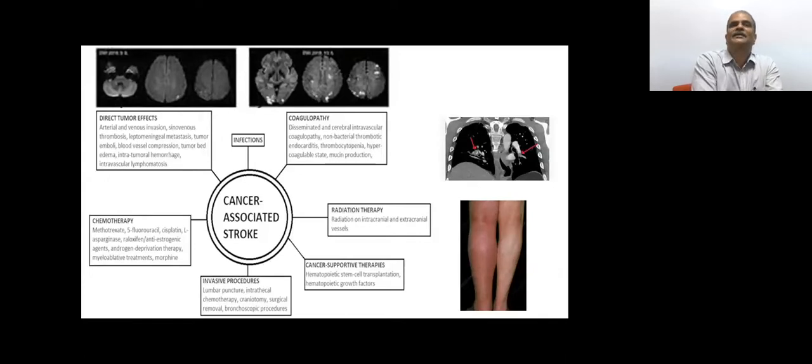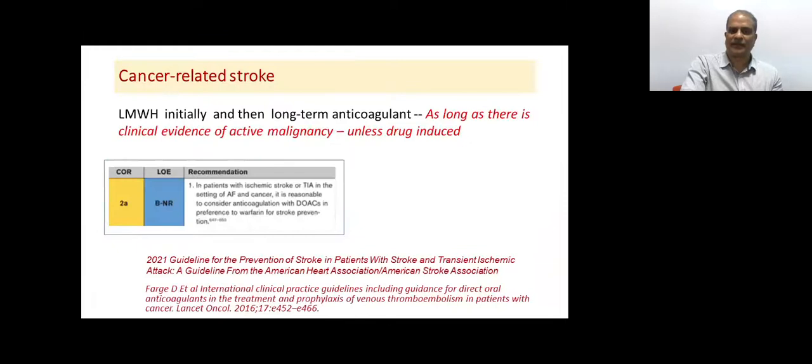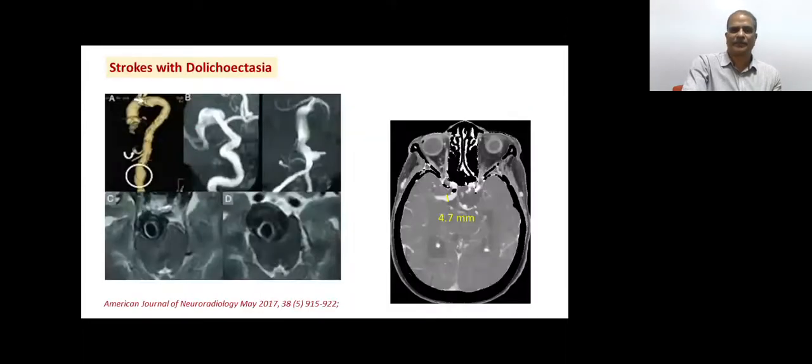And a D-dimer is a very useful screening tool for this. These patients will have a D-dimer more than 10 times the normal range. Then you have to start them on systemic anticoagulation followed by oral anticoagulation till the malignancy has become inactive. Earlier the recommendation was only to use warfarin. Now you can use newer anticoagulants also for malignancy-related strokes. And the last is dolichoectasia.